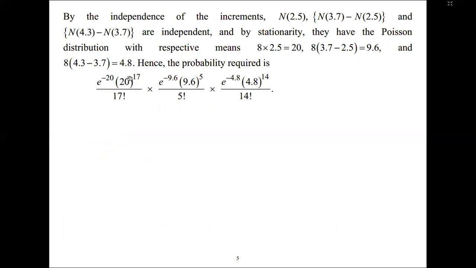Then lambda for the first one is 20, lambda for the second one is 9.6, and lambda for the last one is 4.8. So you put these into the distribution and simplify, and that will be the required probability. I have not simplified it, so you can simplify it later. It's in the note I sent to you earlier this morning. So that's the answer for that probability.